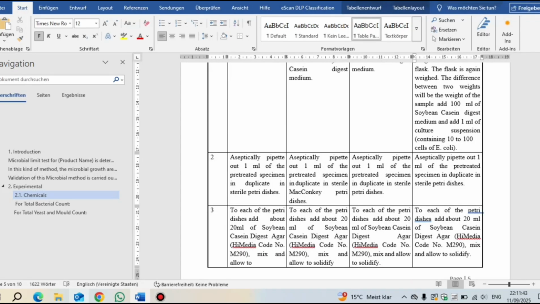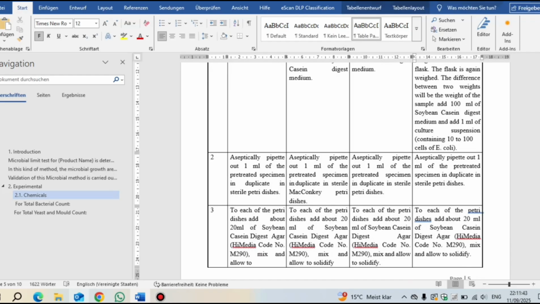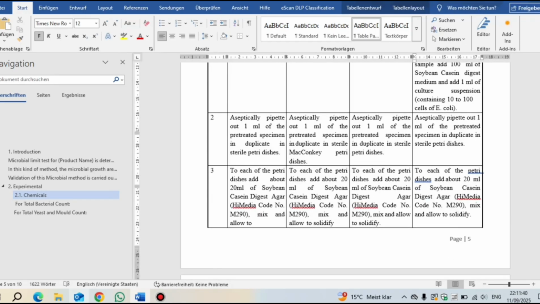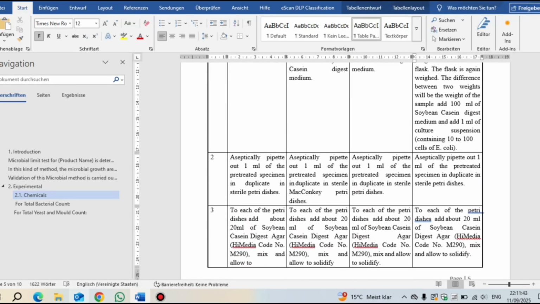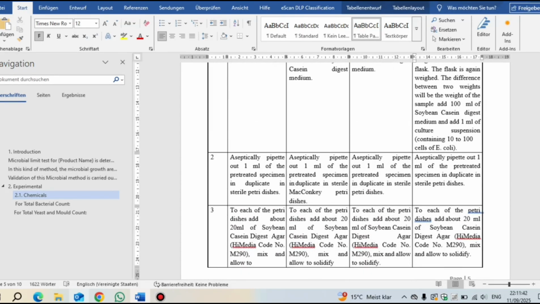In positive product control, about 10 ml of the sample is removed aseptically into a pre-sterilized, dried and weighed 250 ml conical flask. The flask is again weighed. The difference between the two weights will be the weight of the sample. Add it to 100 ml of soybean casein digest medium and add 1 ml of culture suspension containing 10 to 100 cells of E. coli.